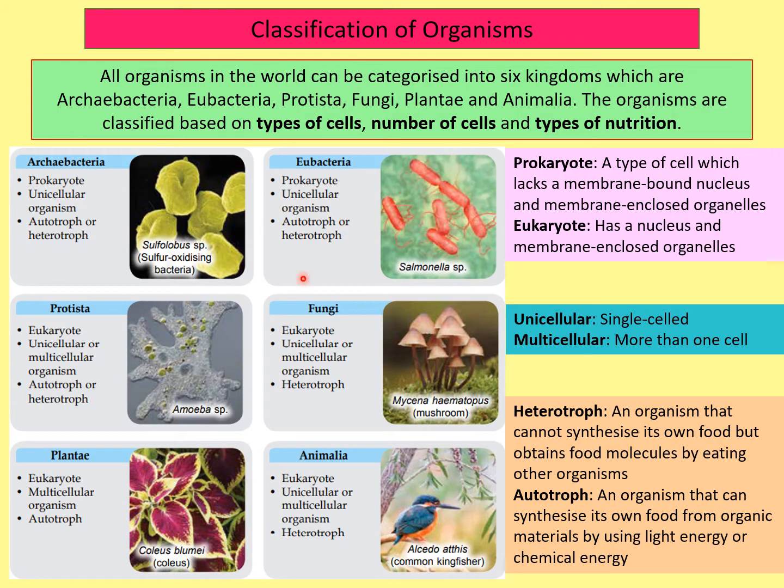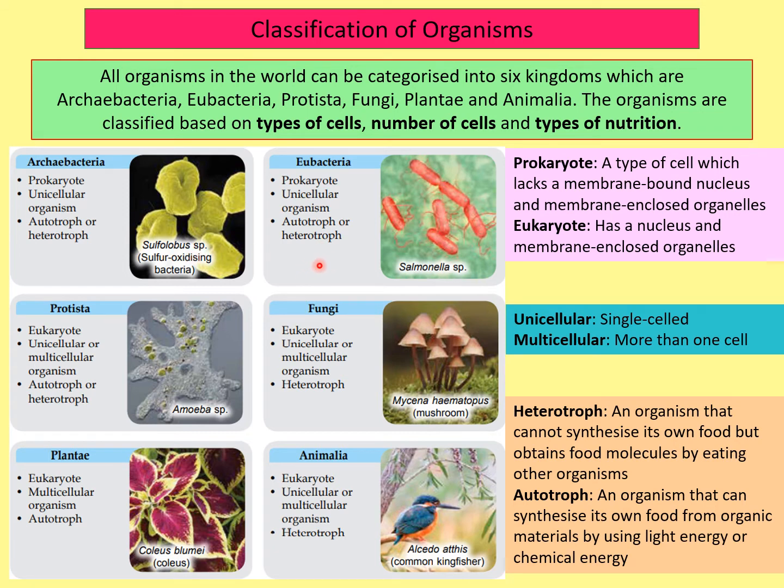All organisms in the world can be categorized into 6 kingdoms, which are Archaebacteria, Eubacteria, Protista, Fungi, Plantae, and Animalia. The organisms are classified based on type of cells, number of cells, and type of nutrition. Okay, we look at type of cell first. Archaebacteria and Eubacteria are prokaryotes. Okay, this means a type of cell which lacks a membrane-bound nucleus and membrane-enclosed organelles. This means the nucleus and the organelles have no membranes for both kingdoms.